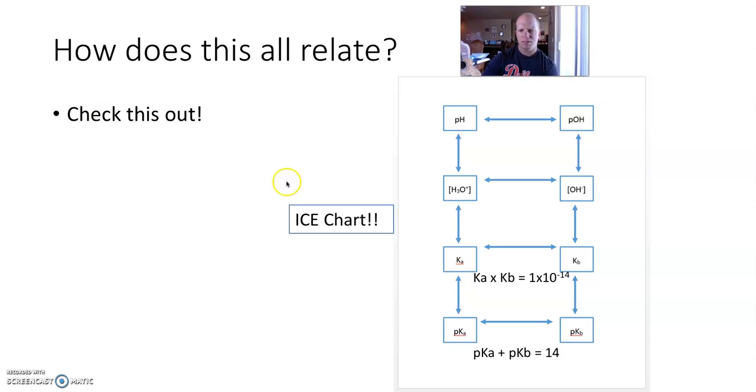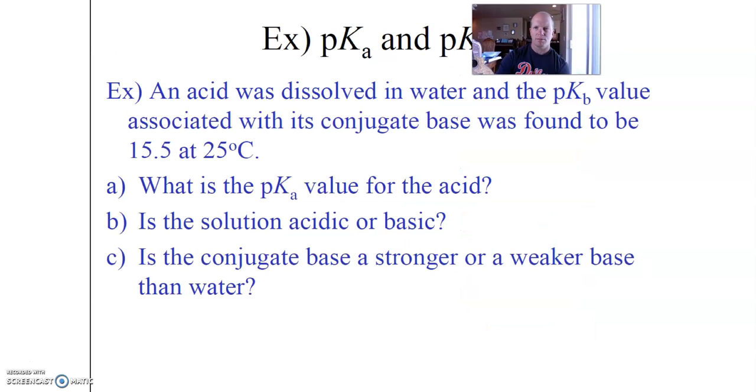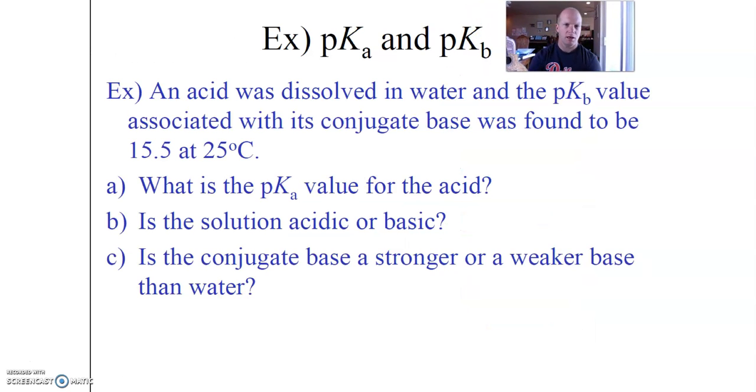Now here's the tough part, the link between these. You have to use the ICE chart. I know it's your favorite thing in chemistry, the ICE chart, but that's the deal. When we go from here to here, we have to use an ICE chart, and I'll show you an example of that in just a little bit. So let's look at some problems with pKa and pKb.